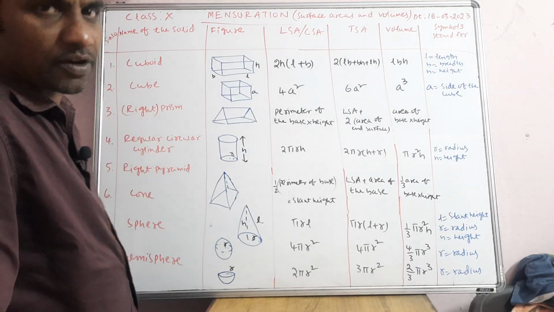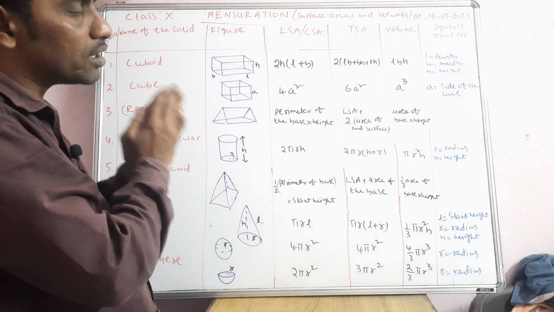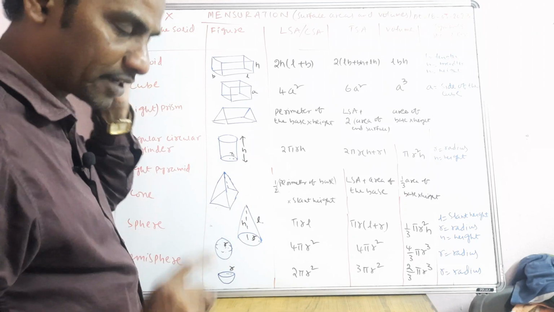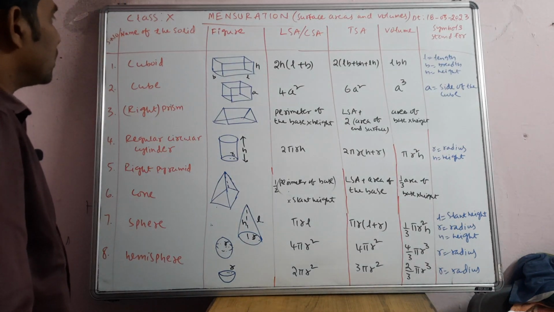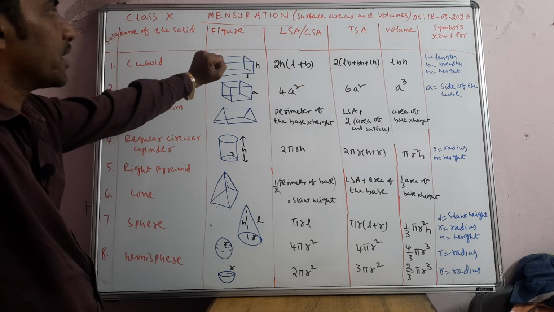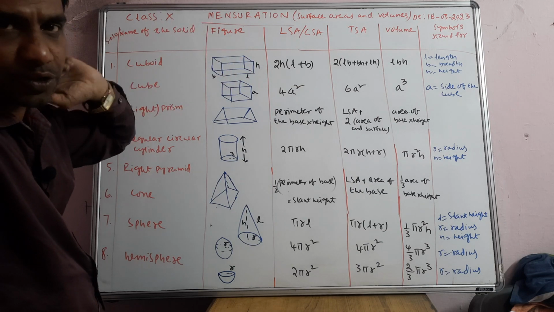Once we go through the formulas, I will either make another video for problems or continue in the same video. Now let us see it. The cuboid shape is this, and the lateral surface area is 2h into (L plus B).